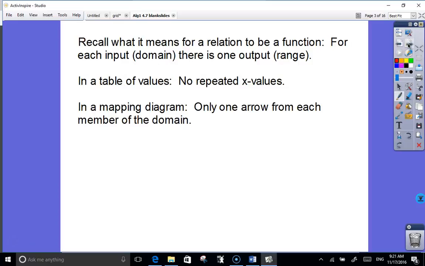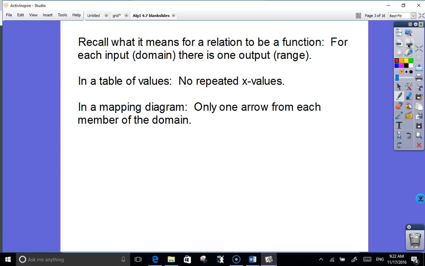So, remember what we did in the first unit, what it means to say that something is a function. If something is a function, that means for every input you get one output. You can't plug in one number and get two answers. Functions only give you one clear answer. If we saw it in a table of values, that meant you had no repeated x values. You all remember that?